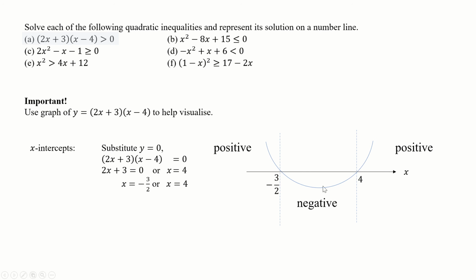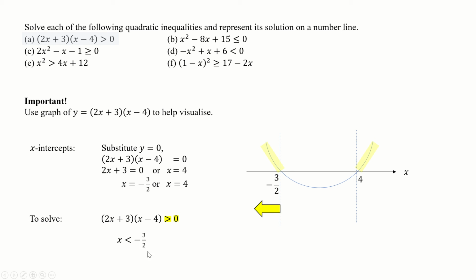Okay, now that we have done so, we'll go back to our original inequality that we need to solve. So the original inequality is (2x + 3)(x - 4) is greater than 0. So we want this part over here and this part over here because we want it to be greater than 0. So for this to happen, we require x to be less than negative 3 over 2 or x to be more than 4. And with this, we are done.